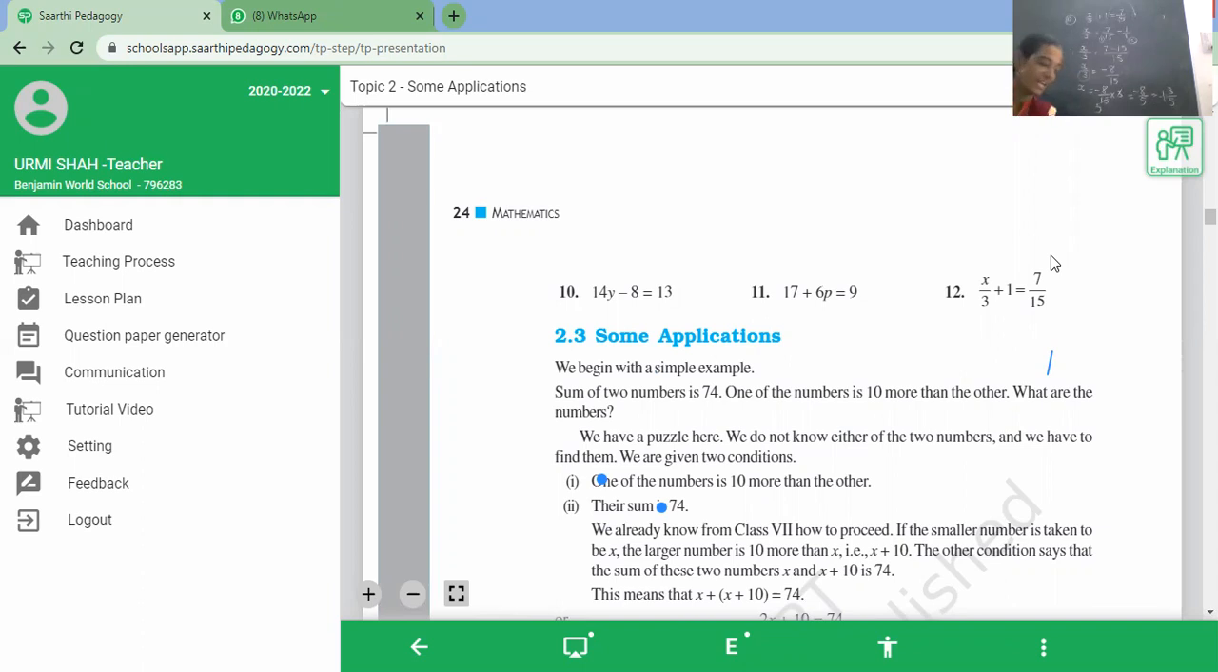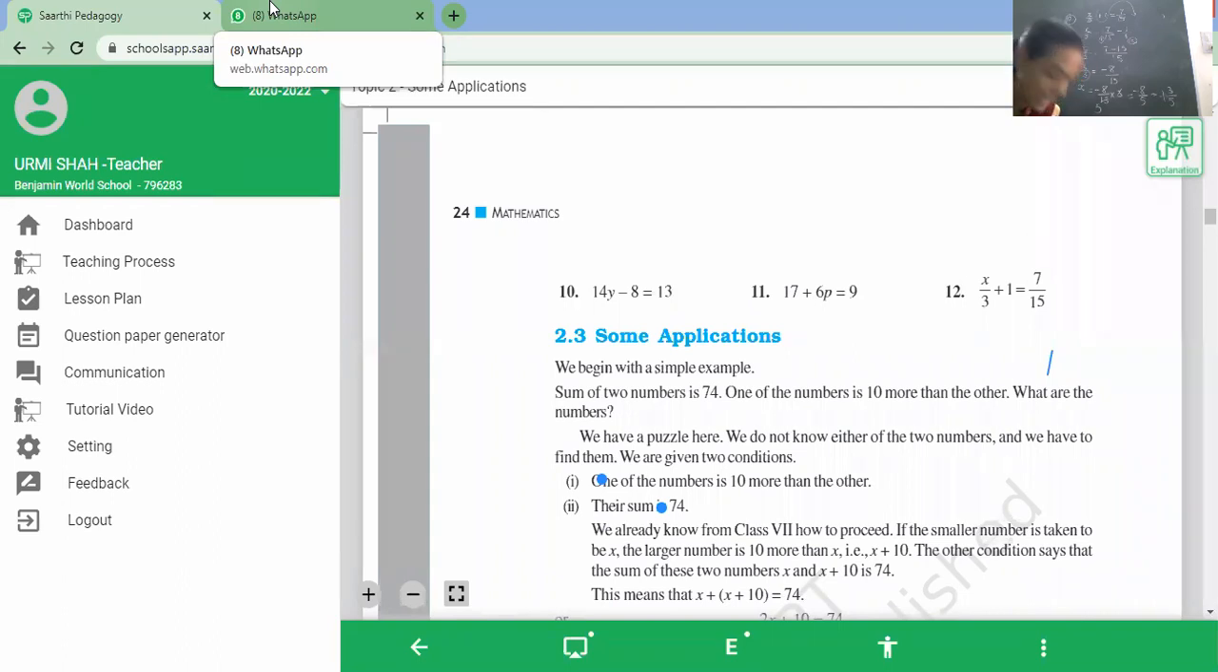I hope everyone has understood this exercise 2.1. Yes or no? Yes, ma'am. So there is a homework that you will complete: exercise 2.1 in your workbook, which is on page number 7 and 8. 10 sums are given. Okay, ma'am.